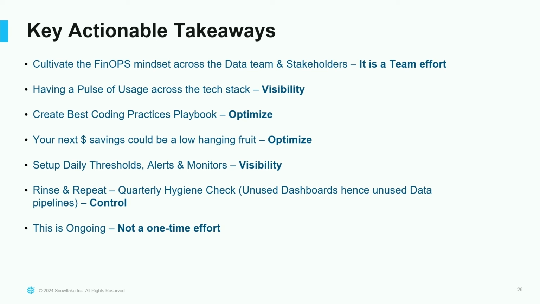Remember, your next dollar saving could be a low-hanging fruit. Let's say one query is taking 18 minutes to run, and it's running every single day and twice a day for 365 days. All this adds up. And it may also create excessive queuing. So you go optimize that one query to let it run in 30 seconds. The benefit is amazing. It's all about economies of scale.